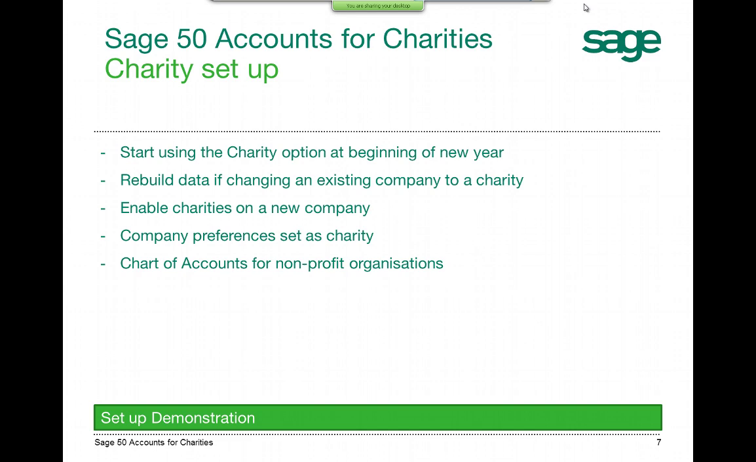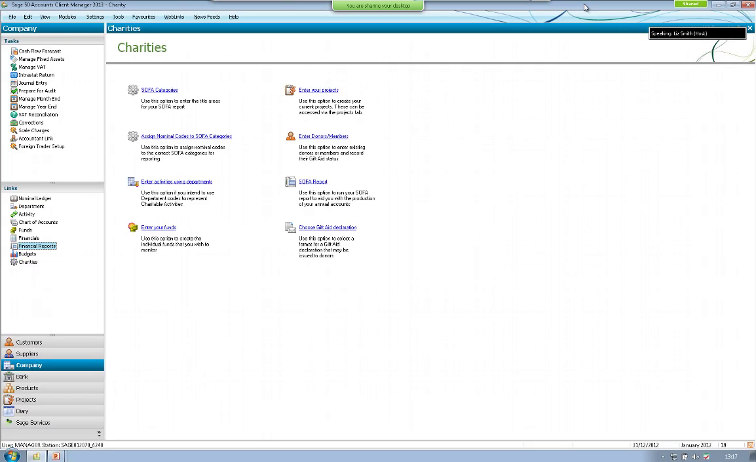So we'll just go through how to make sure that you've got the chart of accounts all set up correctly. And as I said before, if you do need to move from one to the other, so from a standard general business to a charity, then please don't hesitate to give us a phone and we'll help you with that. So I'll just jump out of here and into the software.